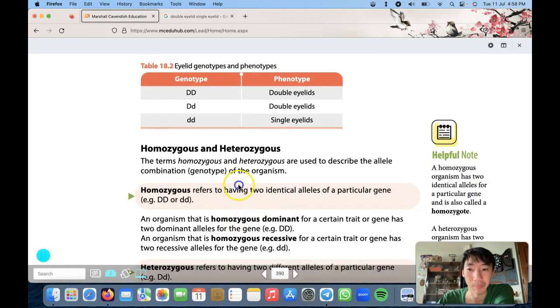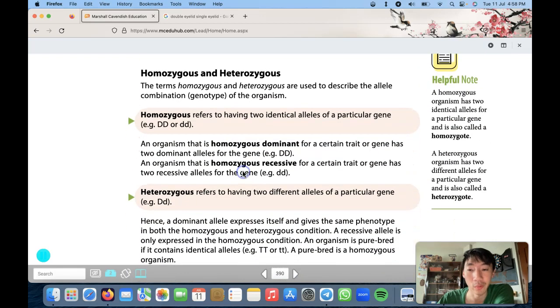Okay, so to recap, we have just learned these few new words, homozygous and heterozygous. Homozygous refers to having two identical alleles of a particular gene. For example, big D, big D, or small d, small d. If it's big D, we call that homozygous dominant. If it's small d, we call it homozygous recessive. Then, heterozygous means having two different alleles of a particular gene, right?